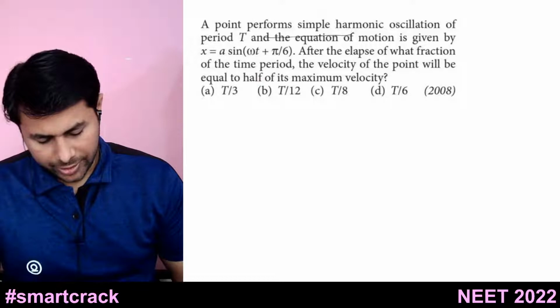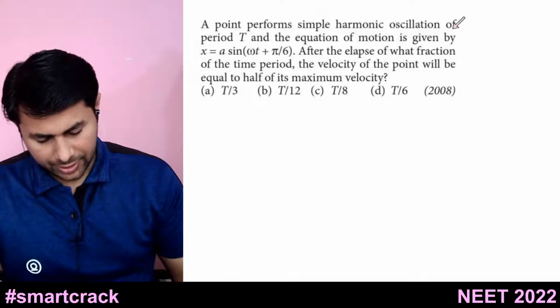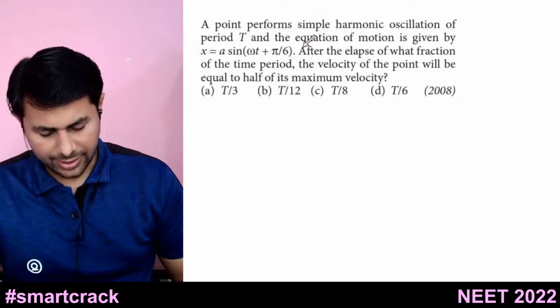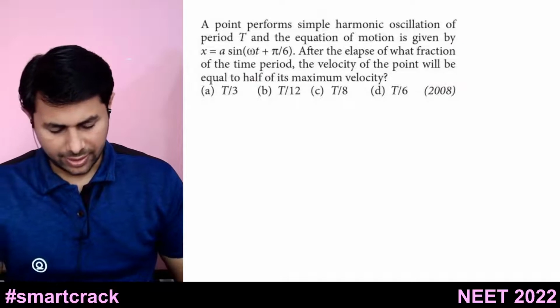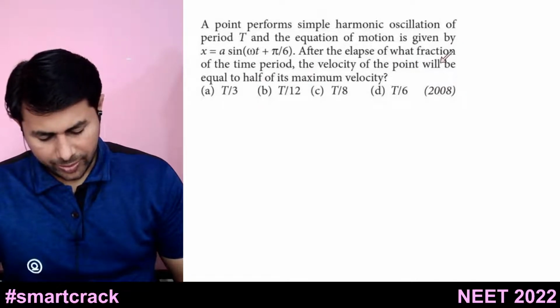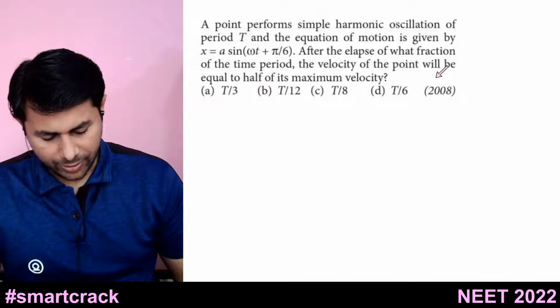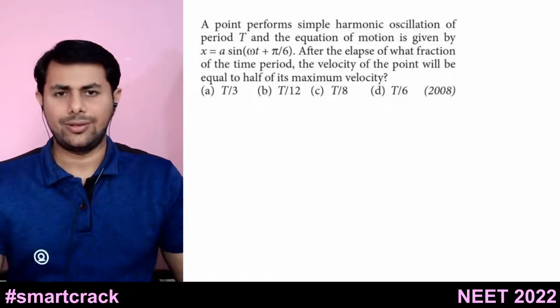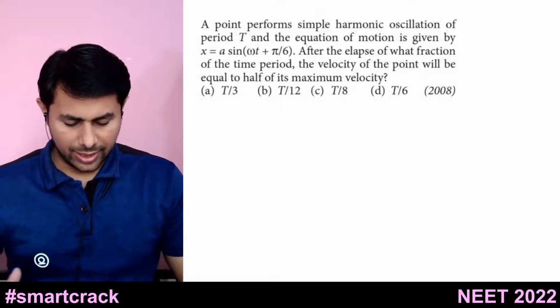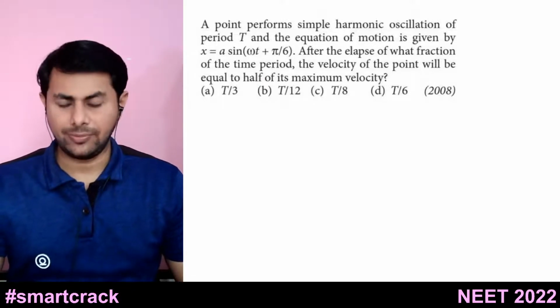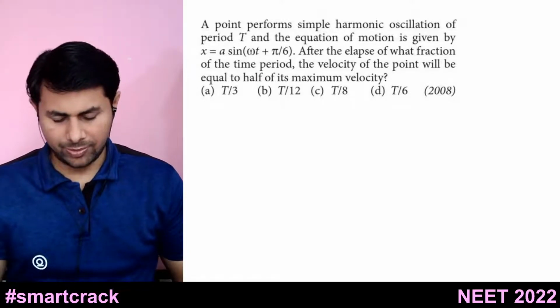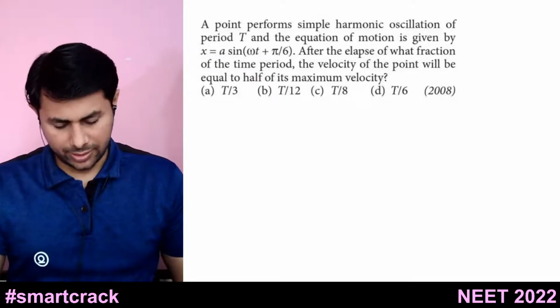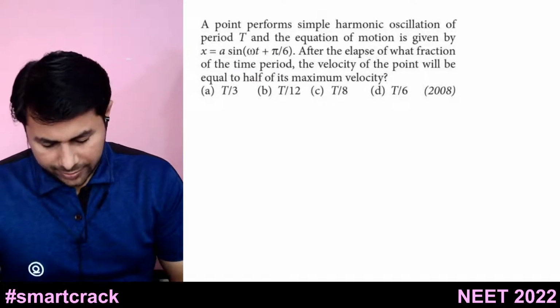A point performs simple harmonic oscillation of period T and the equation of motion is given by this. After the elapse of what fraction of the time period will the velocity of the point be equal to half of its maximum velocity? So the question is, at what fraction of time will the velocity be half of the maximum velocity? Okay, let's solve this.